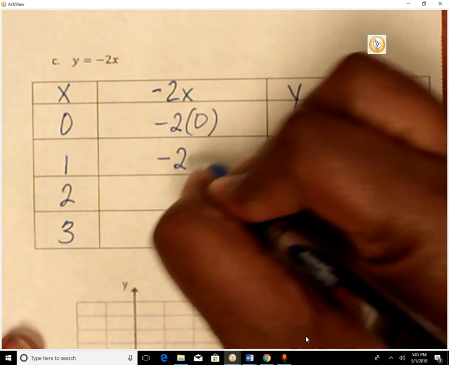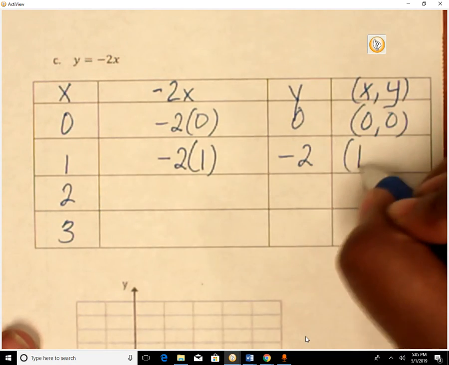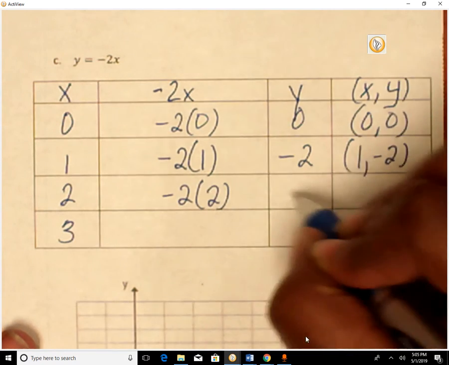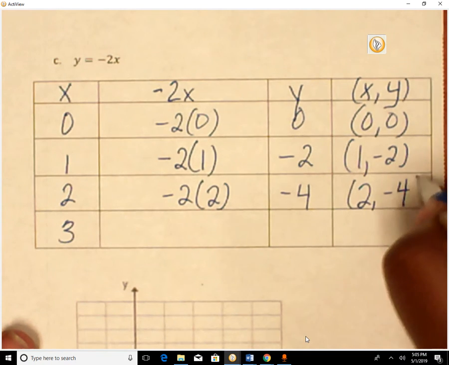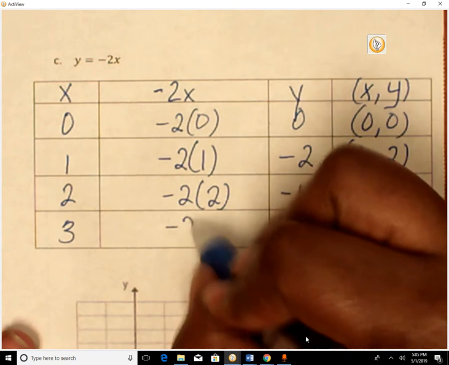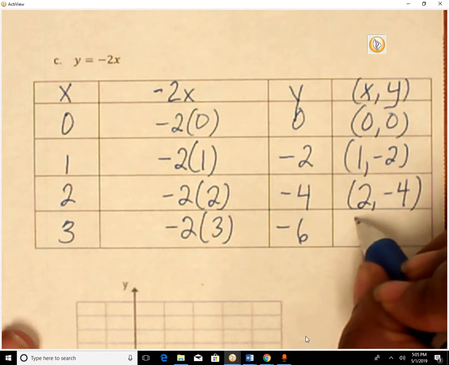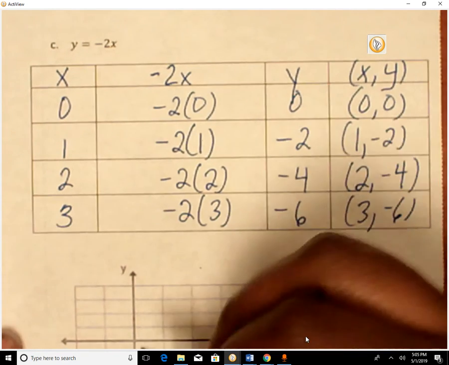So negative 2 times 1 is a negative 2. So 1, negative 2. Negative 2 times 2 is a negative 4. So 2 comma negative 4. So negative 2 times 3 is a negative 6. So that is going to be 3 comma negative 6. So let's go ahead and label our graph.